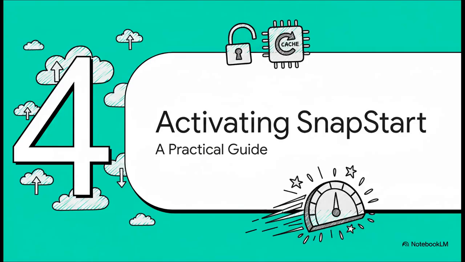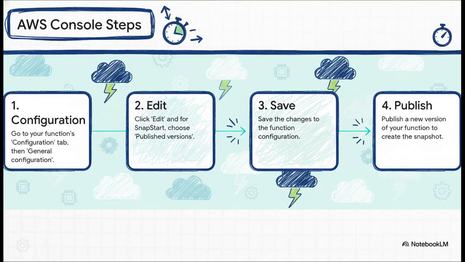Okay, so the great news here is that even though this is some pretty powerful stuff under the hood, turning it on is actually super easy. So if you're in the AWS console, this is literally just a few clicks. You just go to your function's configuration, find the general settings, and under SnapStart, you pick published versions. You click Save, and you're almost done. And that last step is key. You have to publish a new version of your function. That's what actually tells Lambda, hey, go make my snapshot.